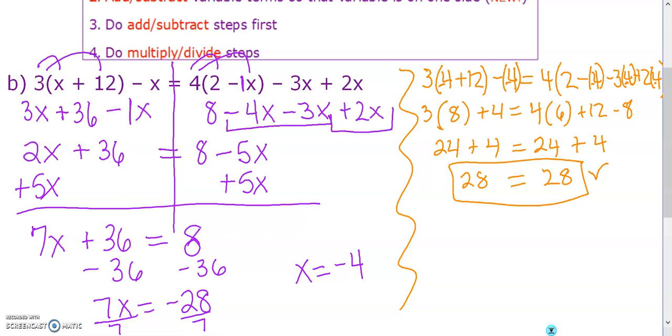I don't think you have an equation as complicated as this one on your upcoming test, but just in case, always make sure you verify, check your work.